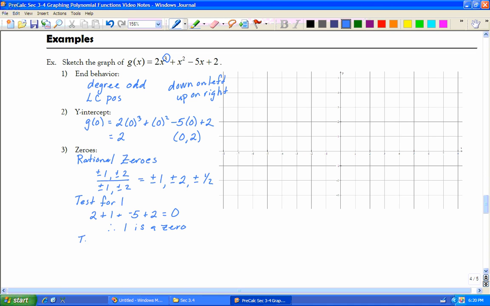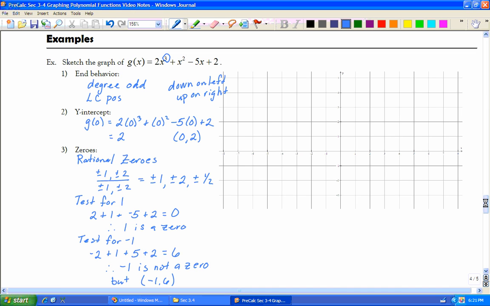Okay, let's do the test for -1, which is very similar, but for all the odd-powered terms, we have to flip the sign, or take the opposite sign. So that means we're going to have -2 plus 1 plus 5 plus 2. And if we add those all together, we end up with 6. So that means -1 is not a zero, but this did give us some information. We now know that (-1, 6) is a point on our graph.